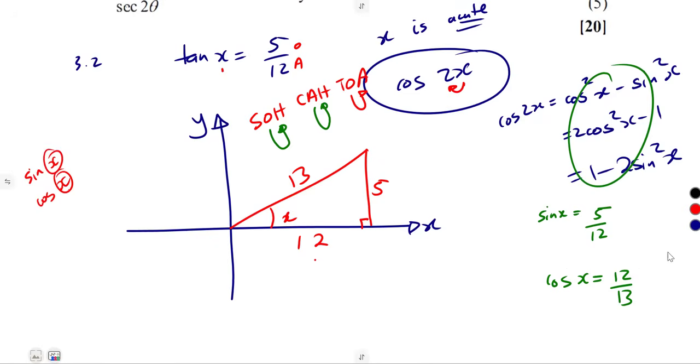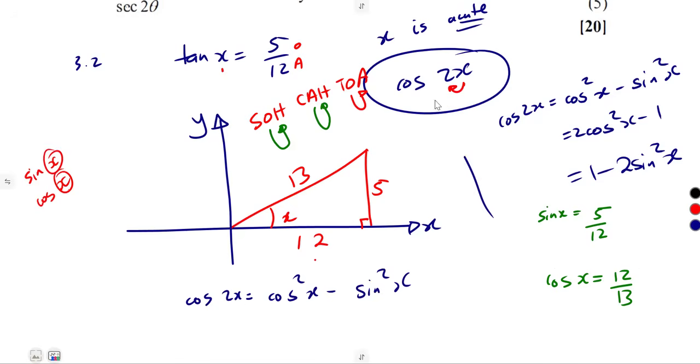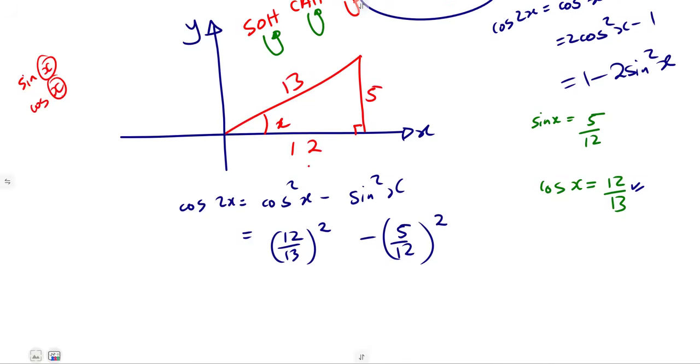Okay, so that was it, guys. Let's say you choose to use the first one. Let's just use the first one and see. Cos of 2x must be equal to cos squared x minus the sine squared of x. Remember, our question is to answer cos 2x. So the cos of x we have, 12 over 13, so that's 12 over 13 squared, minus the sine of x, which must be squared. So we can have a solution from there.